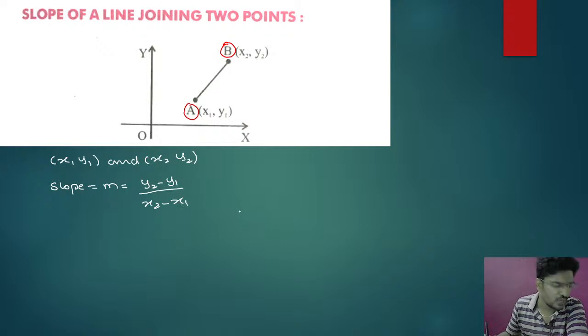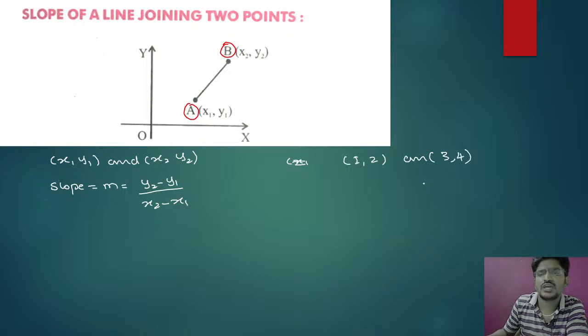So when 2 points are given, this is going to be your slope, and we have already solved some of the problems in our theory class. The slope is given by 2 points, that is y2 minus y1 divided by x2 minus x1. So quickly, tell me what is the slope if the points are 1, 2 and 3, 4.